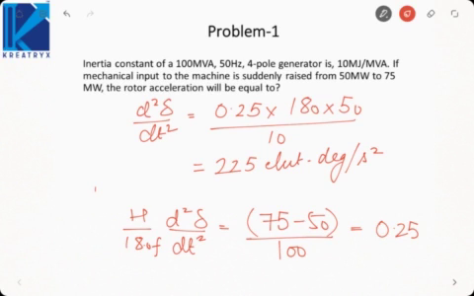I have assumed that we are calculating the initial rotor acceleration, that is the rotor acceleration at the time of fault, because after that delta will change, due to which PE will also change. So it will be difficult to determine the value of PE.